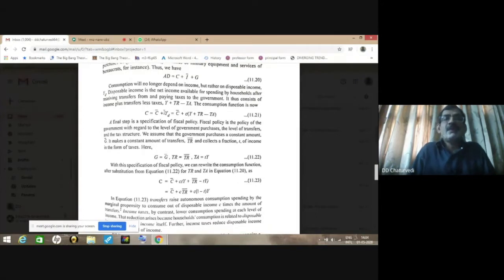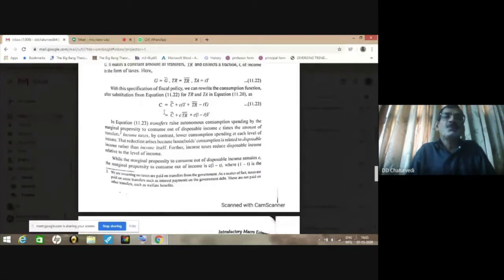and from this equation C is equal to C bar plus c YD, where C bar is autonomous consumption, YD is disposable income. This disposable income is equal to Y minus TA or taxes plus transfers. So transfers are added to the national income, taxes are deducted from the national income. So this is how we get the consumption function, shown by equation number 11.21.